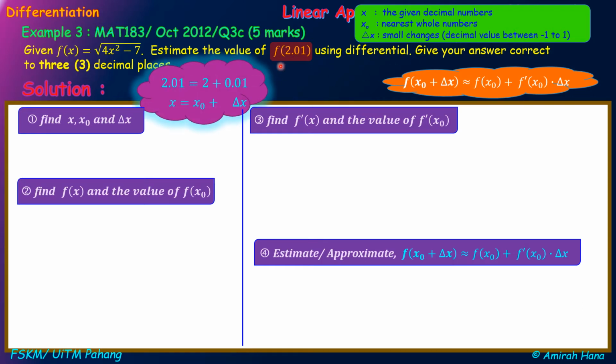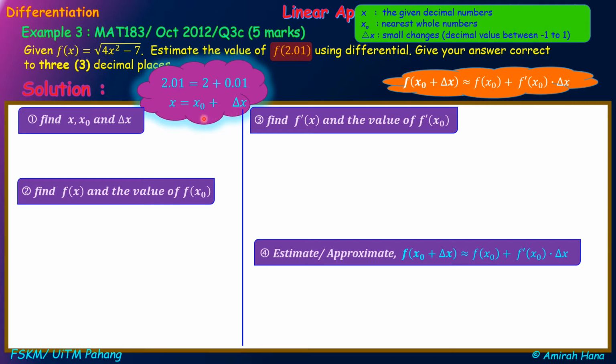So from f(2.01), this is the given question. 2.01 is the given decimal number, so we denote it as x. From 2.01, we need to split it into x naught plus delta x.